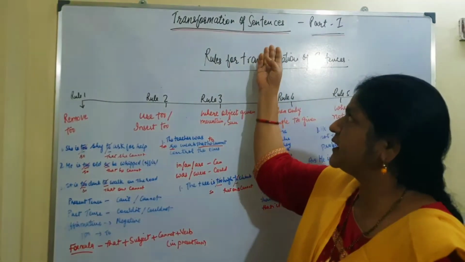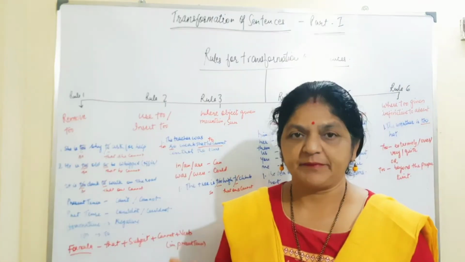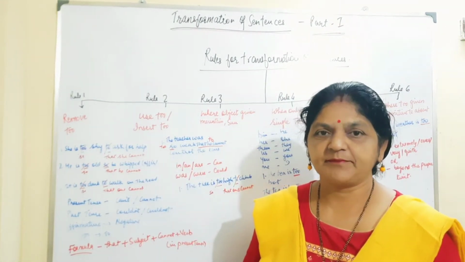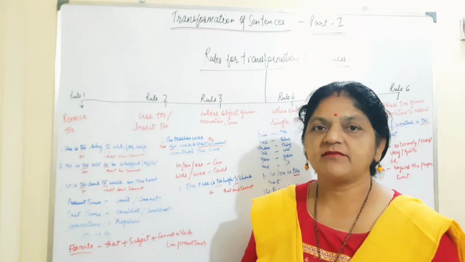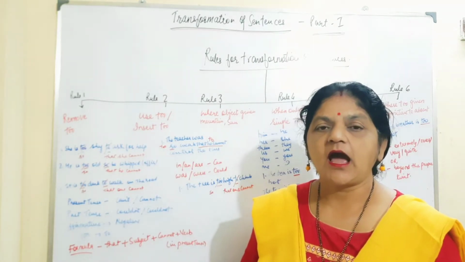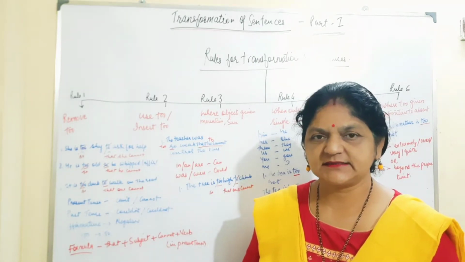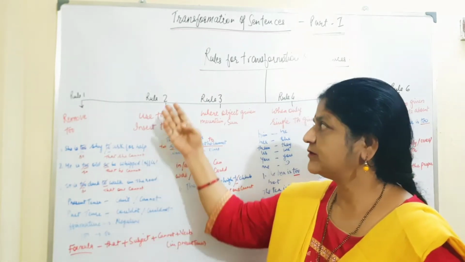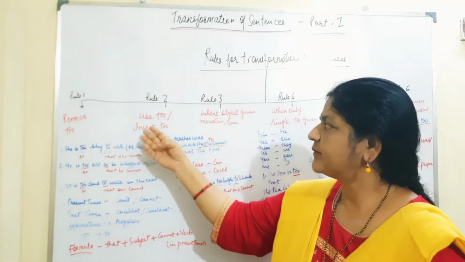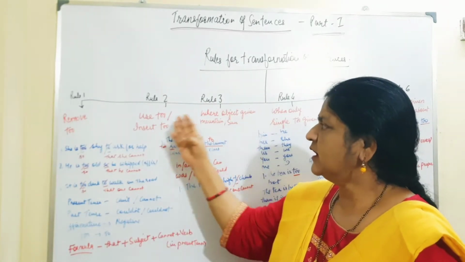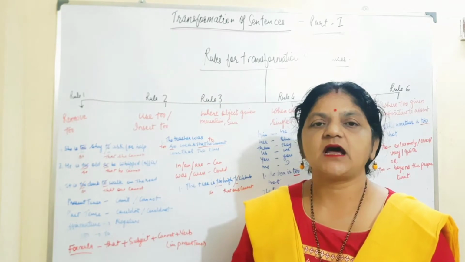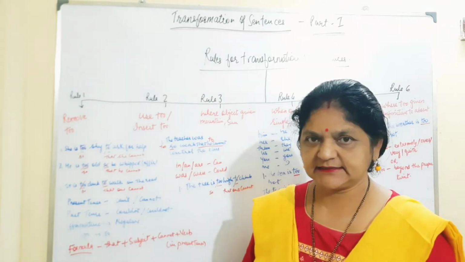Sentences can be classified into affirmative, negative, imperative, interrogative, assertive, declaration, and exclamatory sentences. These sentences can be transformed into a different form without changing the meaning of the sentence. This process is known as transformation of sentences.